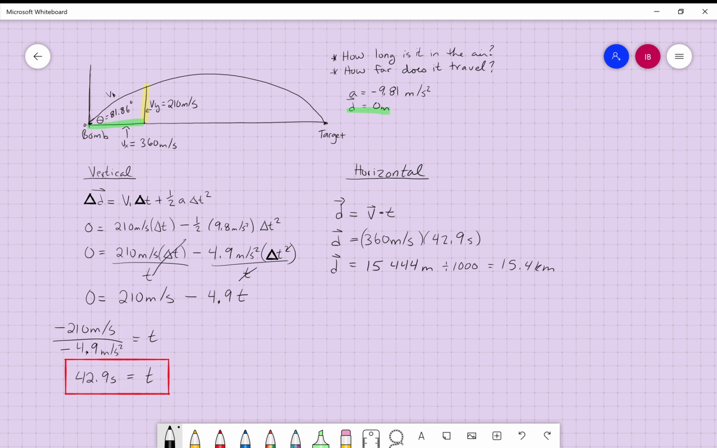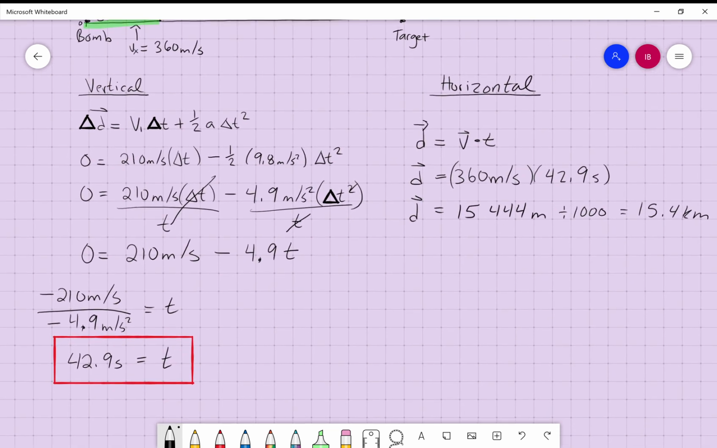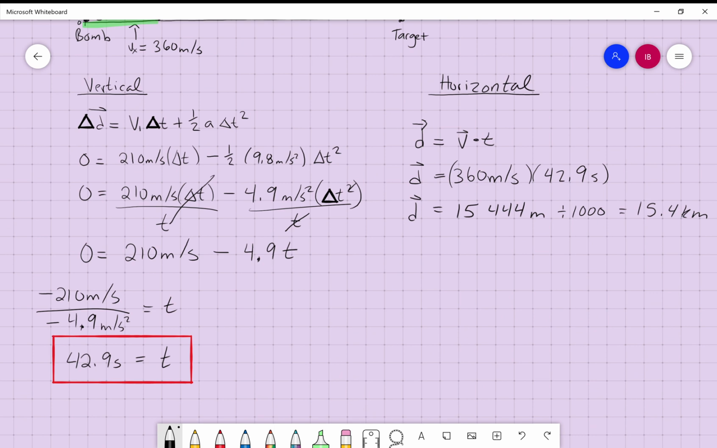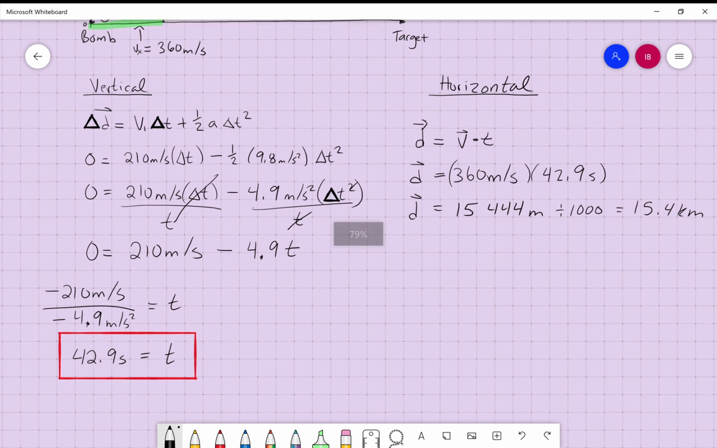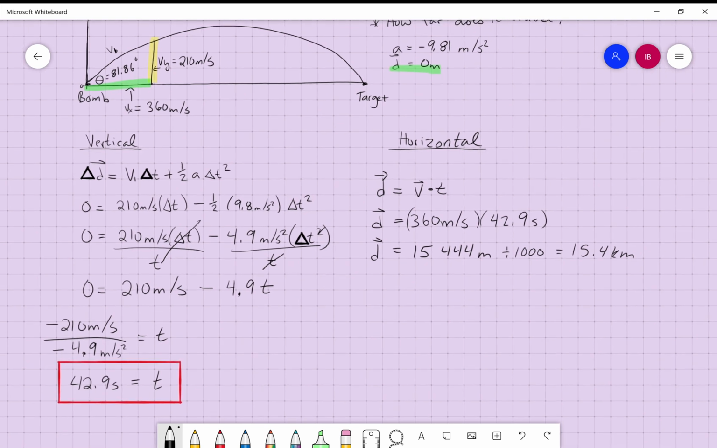I'm going to start with the vertical because my horizontal doesn't change. We're given the horizontal velocity of 360 meters per second, so we don't need to do any trig calculations to find it. For vertical, I'm going to do the same thing I did with the golf ball question and figure out what my time is. My V1 is given to me, it's 210 meters per second, delta T being my time, which I don't know, minus I take gravity, the negative 9.8 meters per second squared, and I put the subtraction sign here.